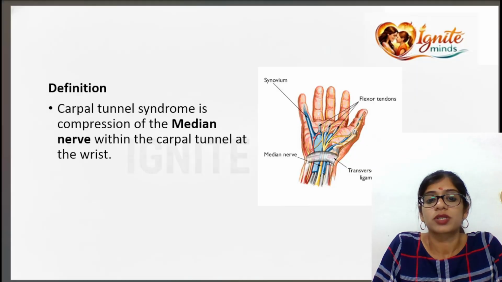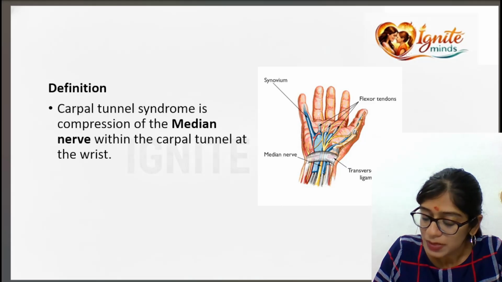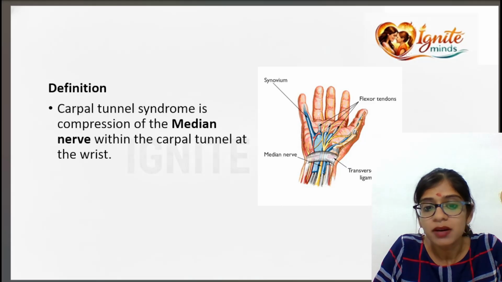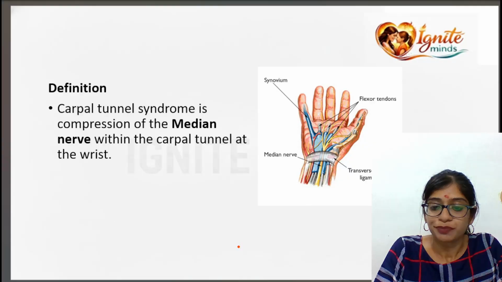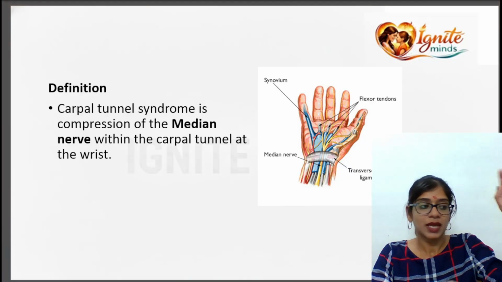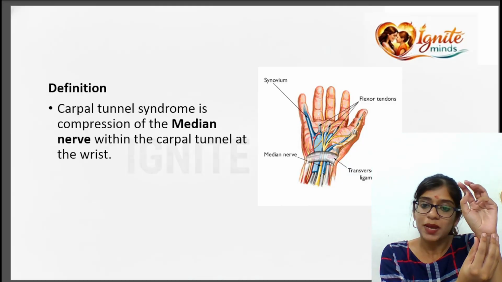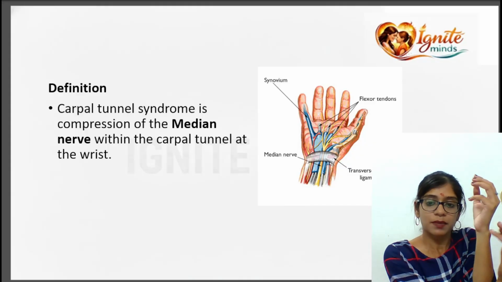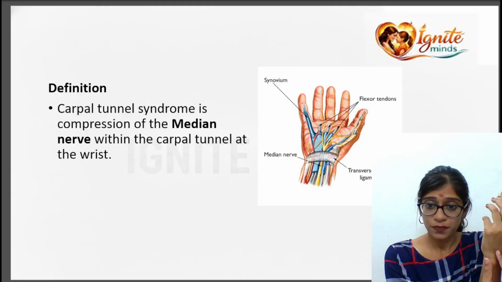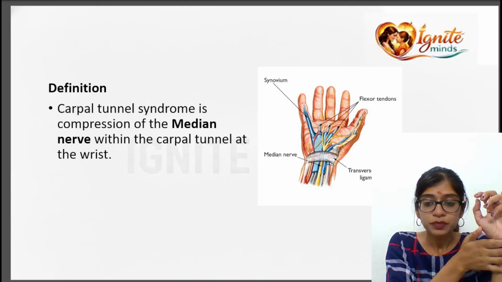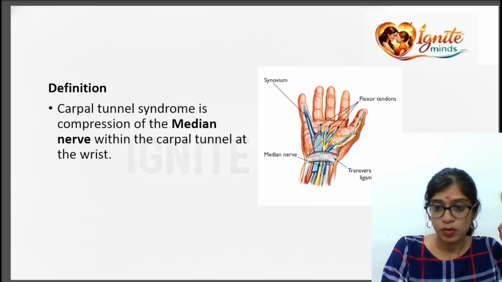What is the definition of CTS? Carpal tunnel syndrome is a compression of the median nerve within the carpal tunnel at the wrist. See, at this wrist region we have a space, and the base and the sides of that space are formed by carpal bones, and the roof is formed by flexor retinaculum.